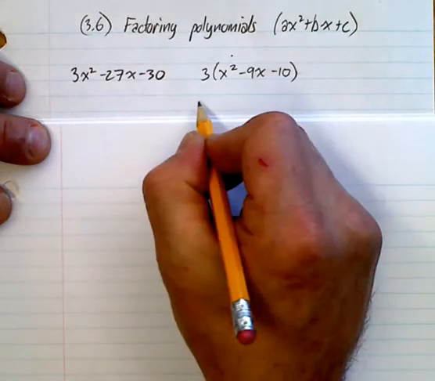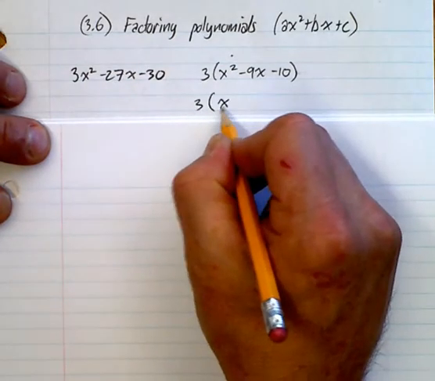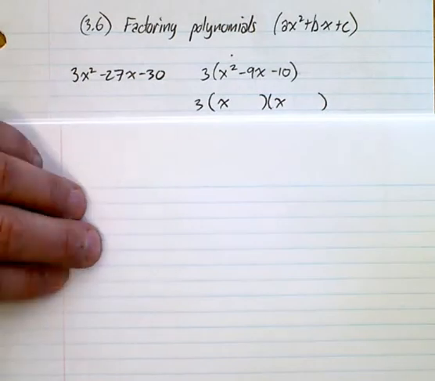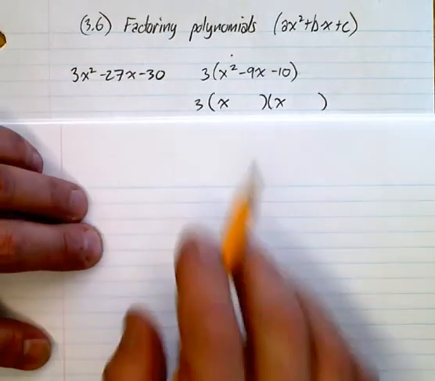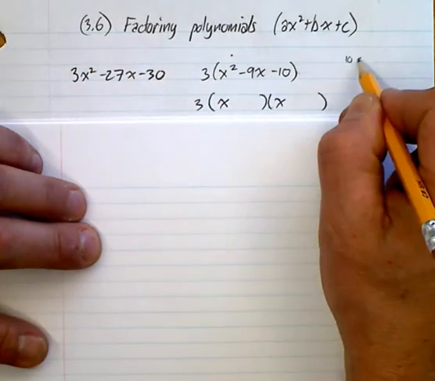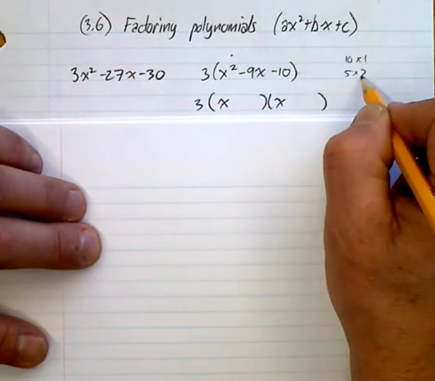So we're going to look at going 3, and then it's going to be x and x, right? This is like the ones that we looked at the other day. The one that I just showed you, it has a number 1 in front of the x squared. So we look at the last number, we can see it's 10 times 1 or 5 times 2. Those are the only choices.